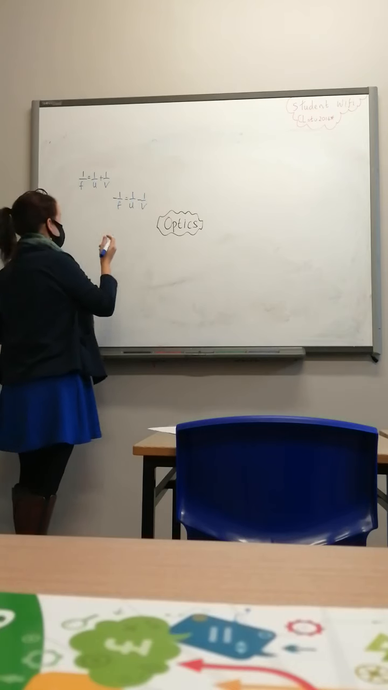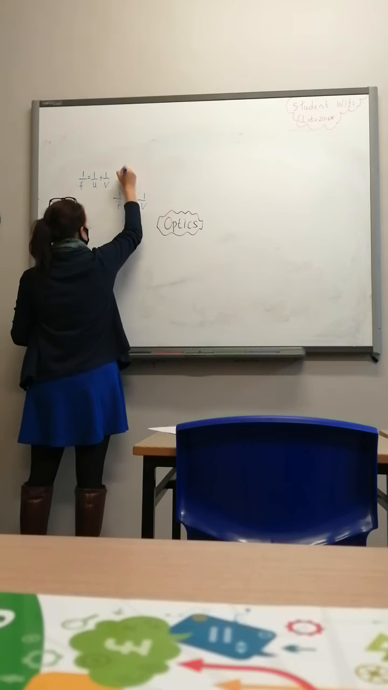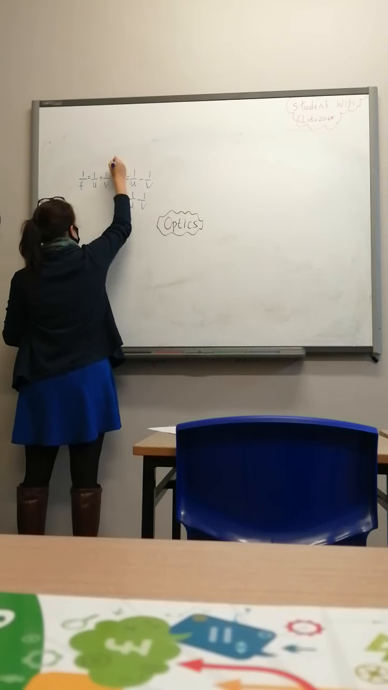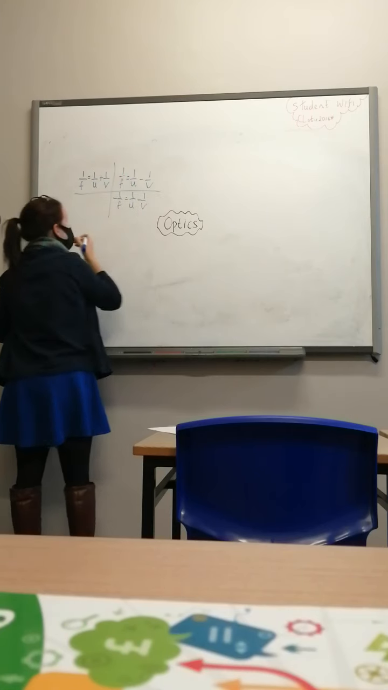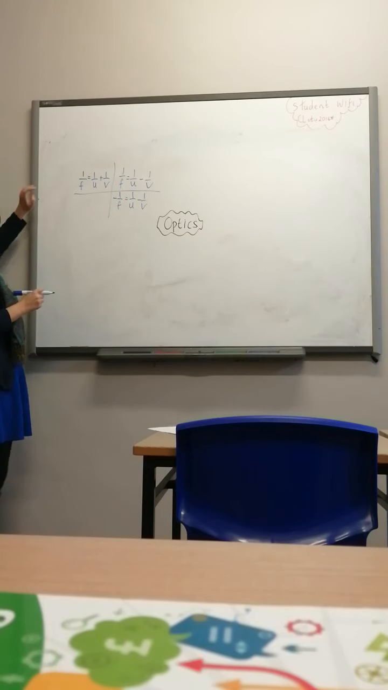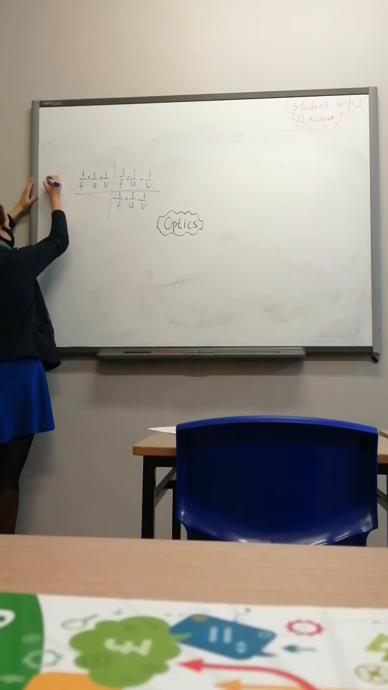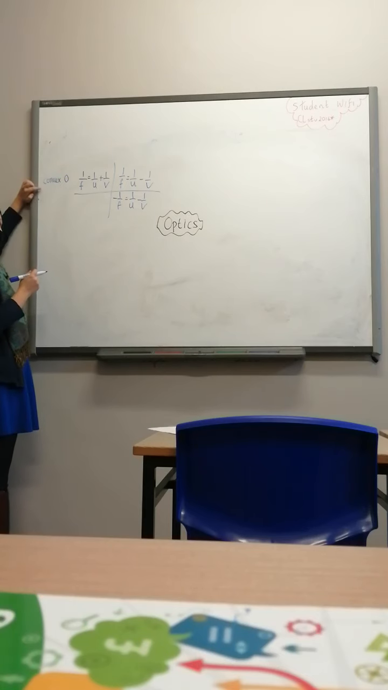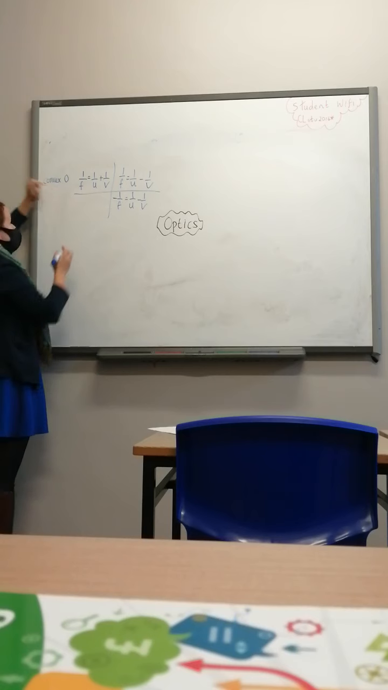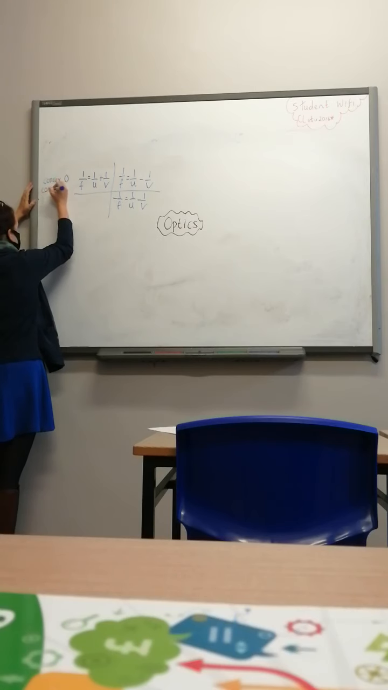And what's the last version, Matthew? 1 over v equals 1 over f minus 1 over u. In terms of lenses, I use these 2 formulas when I'm talking about a convex lens. In terms of mirrors, I use these 2 formulas when I'm talking about a concave mirror.